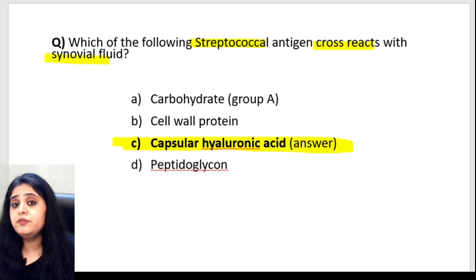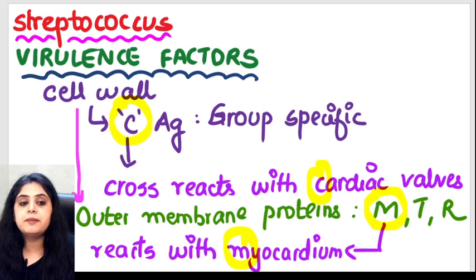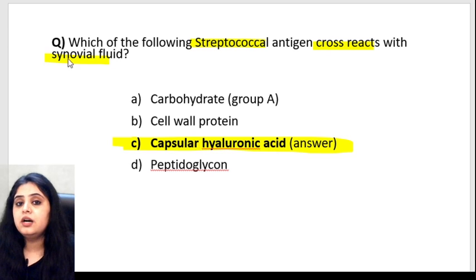So guys, now we moved on to streptococcus. When I'm talking about streptococcus, you know that first and foremost it has the C antigen, and C antigen is really important because I'm going to tell you about a classification. But C antigen cross reacts with the cardiac valves of the humans. Similarly, there's a membrane protein called M protein, and that cross reacts with the heart or the myocardium. So repeating, C antigen with cardiac valves, M antigen or M protein with the myocardium. So yes, there's going to be a cross reaction. If I continue the same way, if I ask you what part of the capsule cross reacts with synovial fluid, you will say hyaluronic acid will cross react.